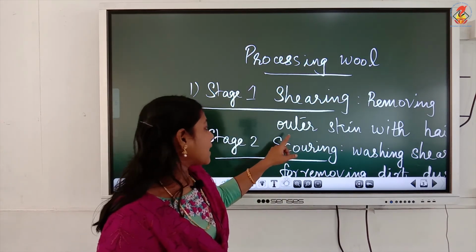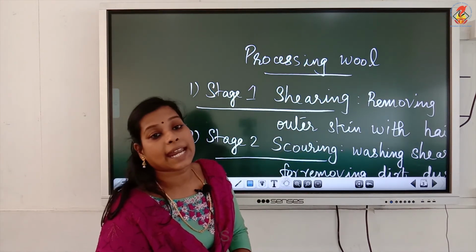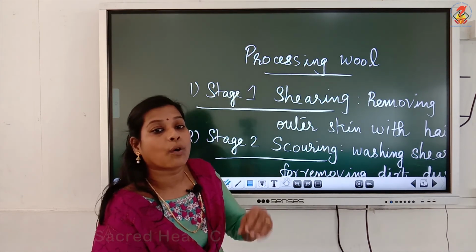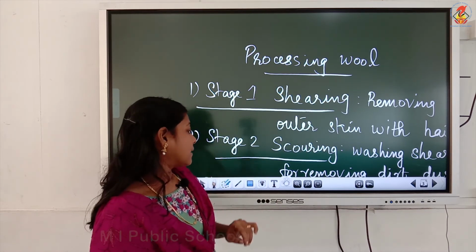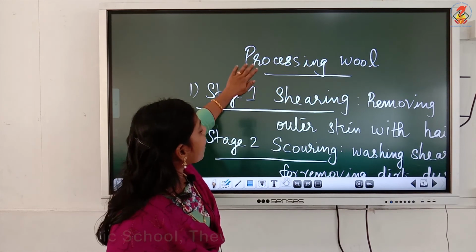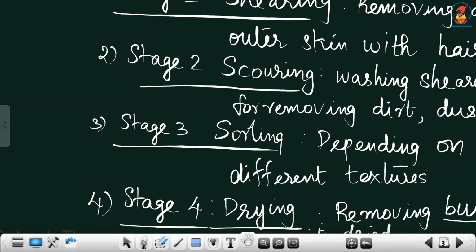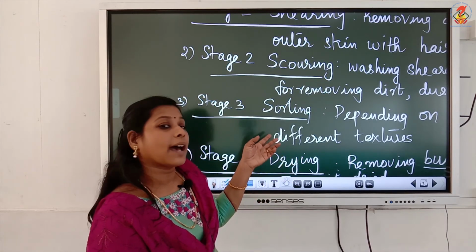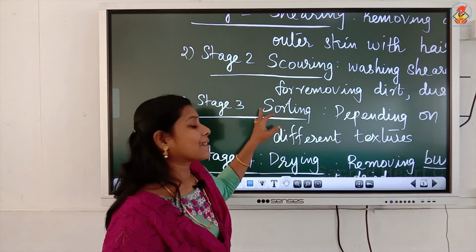After shearing, the sheared hairs are taken for washing in a large tank, so that the dirt, dust and grease, all the sticky materials can be removed. That is known as scouring. Then after scouring, in the third stage, we take it for sorting. Normally we do not collect the hairs from a single animal, we collect them from different animals, so size and texture will be different. So, according to different textures, we sort it.